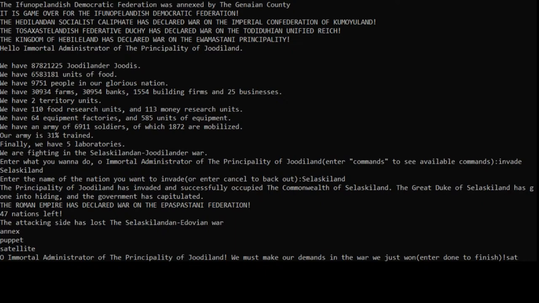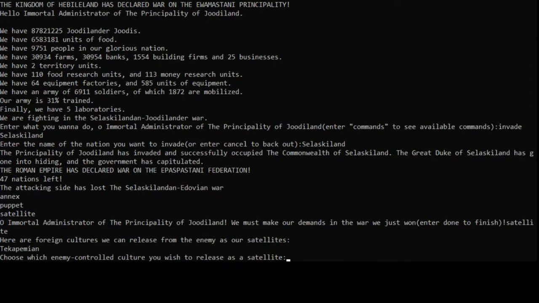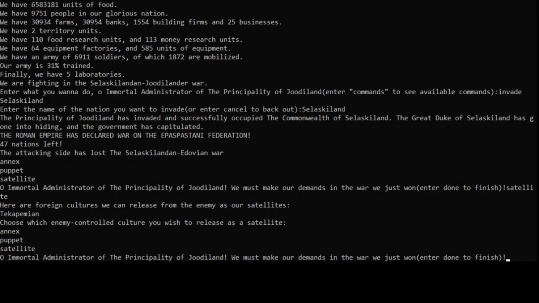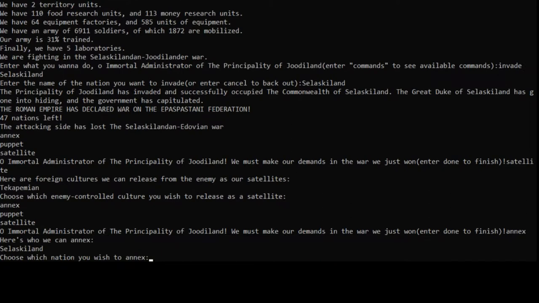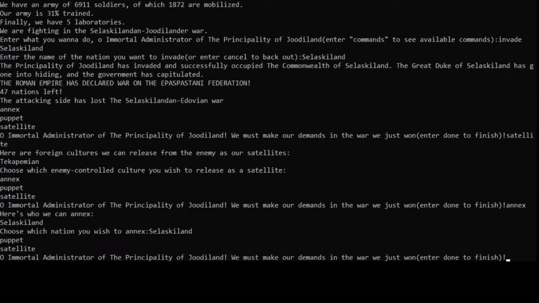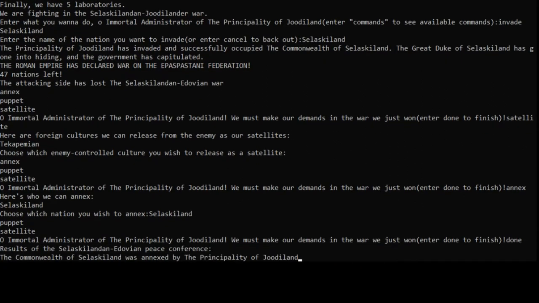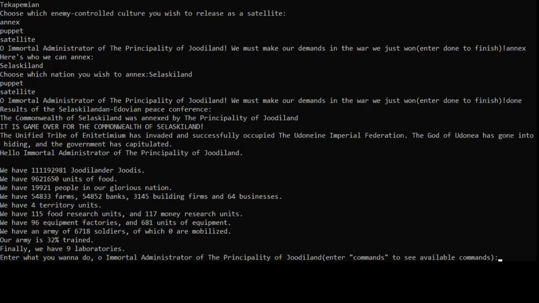So let's see what... Oh, we can satellite. That means we can release foreign cultures as our own vassal states. Satellite. The Tekapemian culture. No, thank you. I will just... what should I do? Well, I'll annex the Silaskilandans. And I'll be done. The Commonwealth of Silaskiland was annexed by the Principality of Joodiland. There we go. I'm very happy.